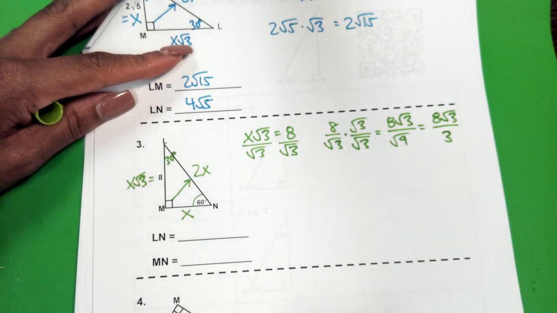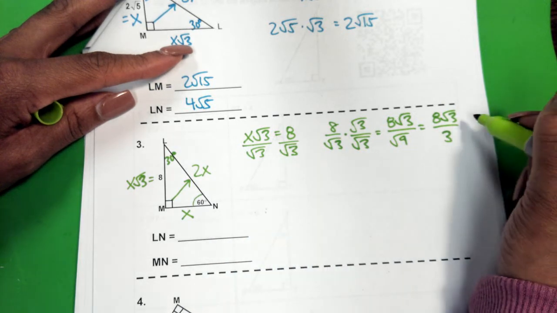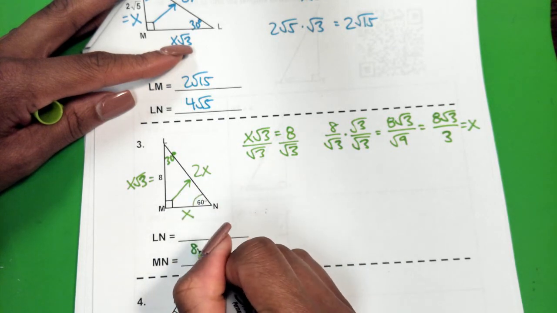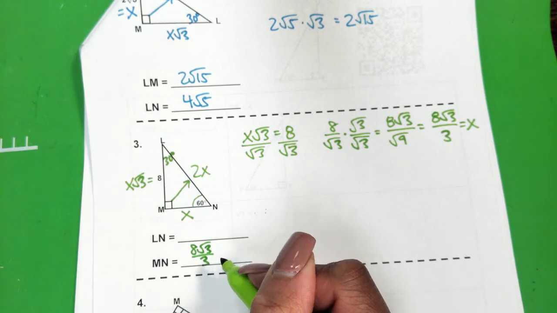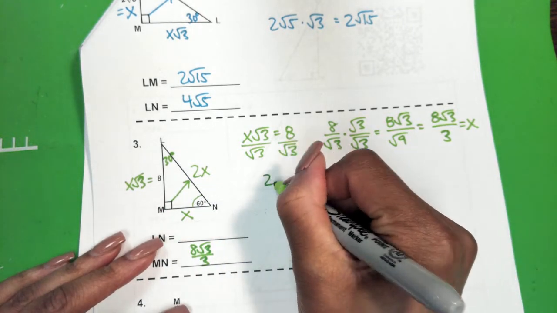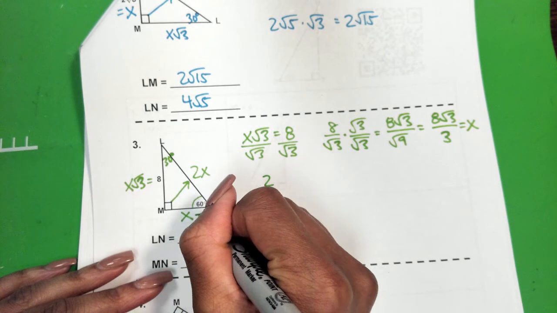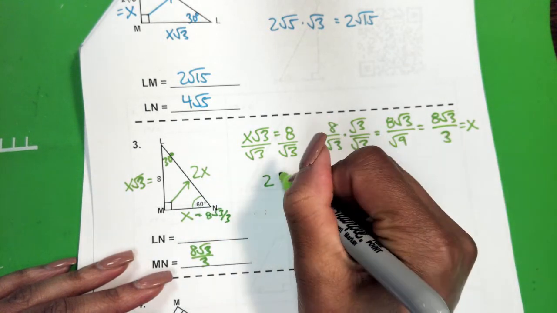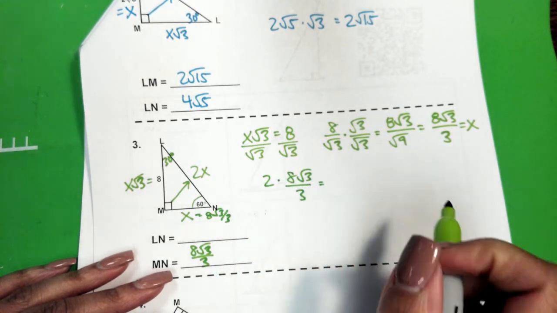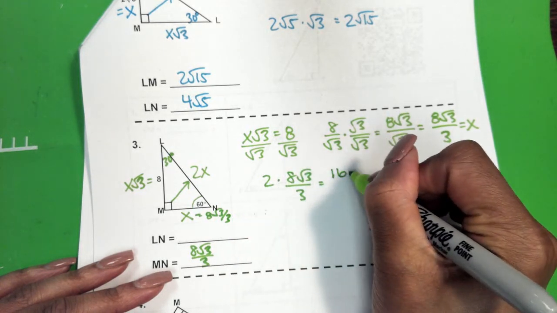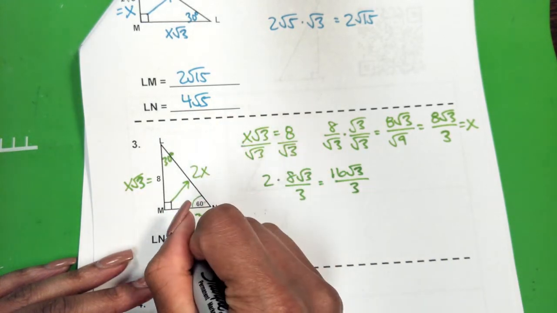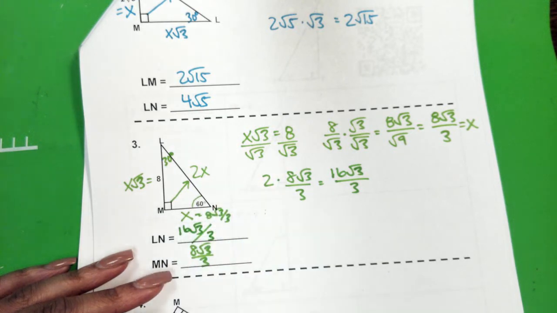And I cannot reduce, so x is 8 square root of 3 all over 3. So x, or MN, is 8 square root of 3 all over 3. And now I can take my x value and multiply it by 2. So now I have 2 times x, which we solved for, times 8 square root of 3 all over 3. Multiplying across, I have 8 times 2, which is 16, and then still square root of 3 all over 3. Okay, so that is your hypotenuse: 16 square root of 3 all over 3.